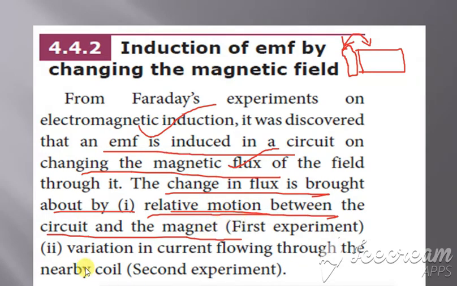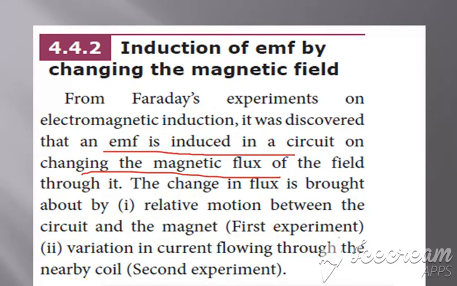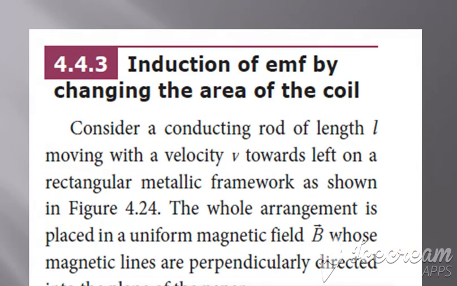The next one is the variation in the current flowing in a nearby coil. When the current varies, there is a change in the magnetic field. Okay, and this change in the magnetic field also induces an EMF in the coil. Clear? Next we are going to see the induction because of the change in the area of the coil.